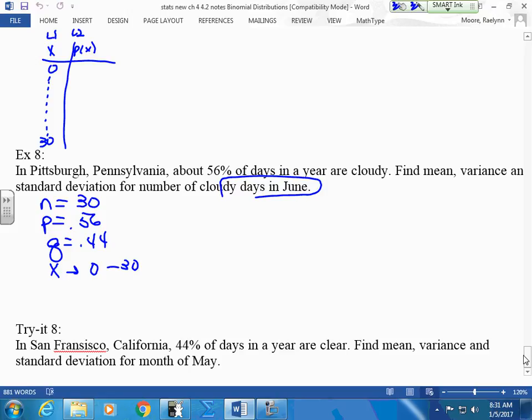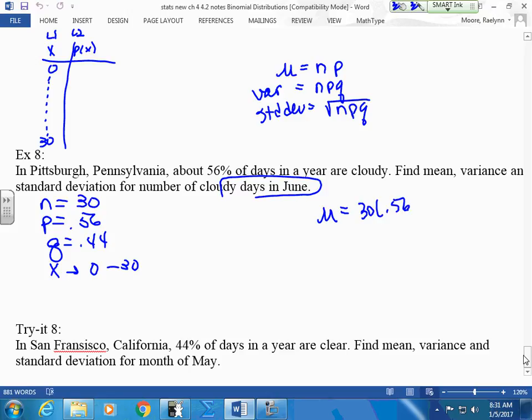Now, I could absolutely do that if I wanted to, or I could use my new formulas. Because all I want to know is the mean, the variance, and the standard deviation. I didn't ask for any probabilities. If I asked for probabilities, yeah, then I'd have to do my chart. But if I only want the mean, we know that these work because we saw them work. So n, which is 30, and p, which is 0.56.